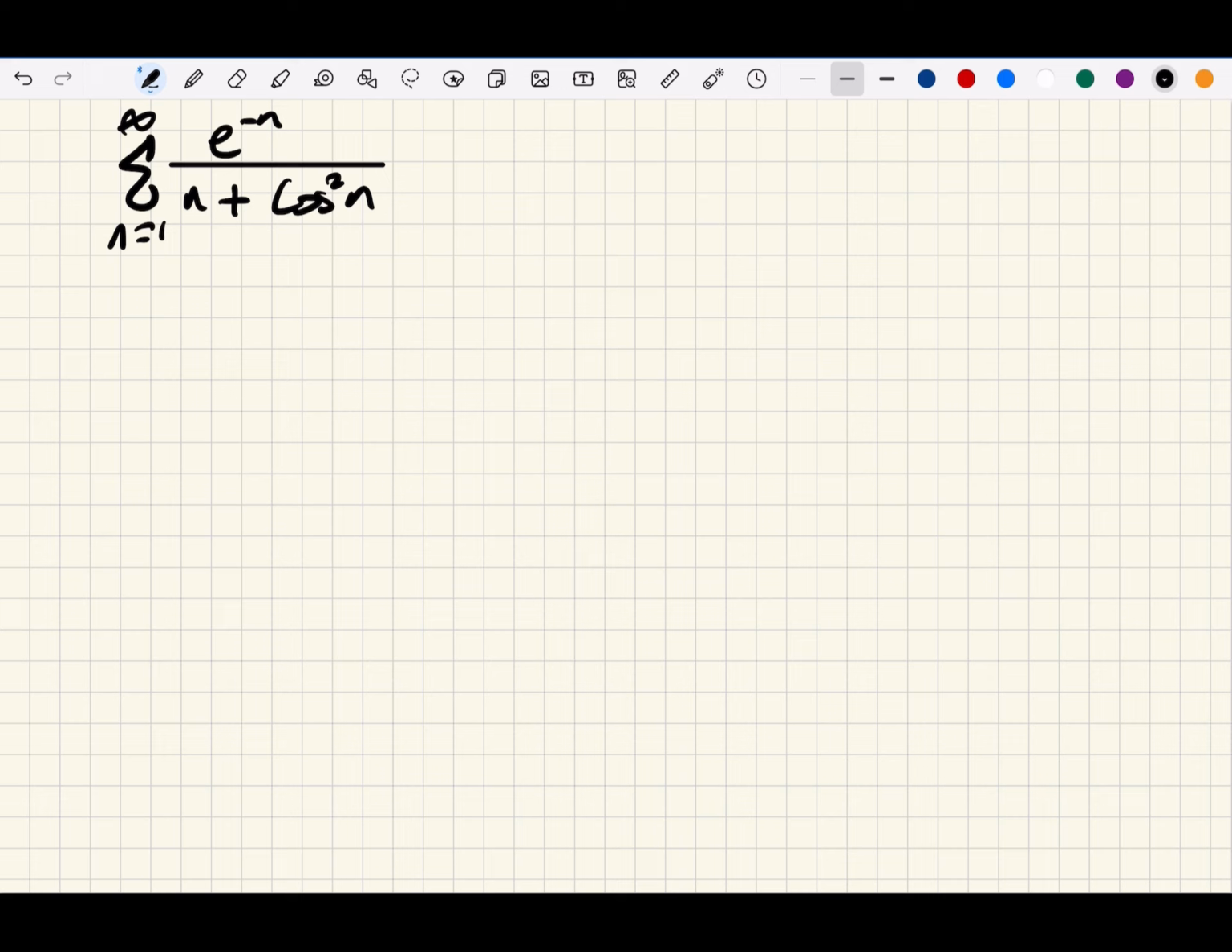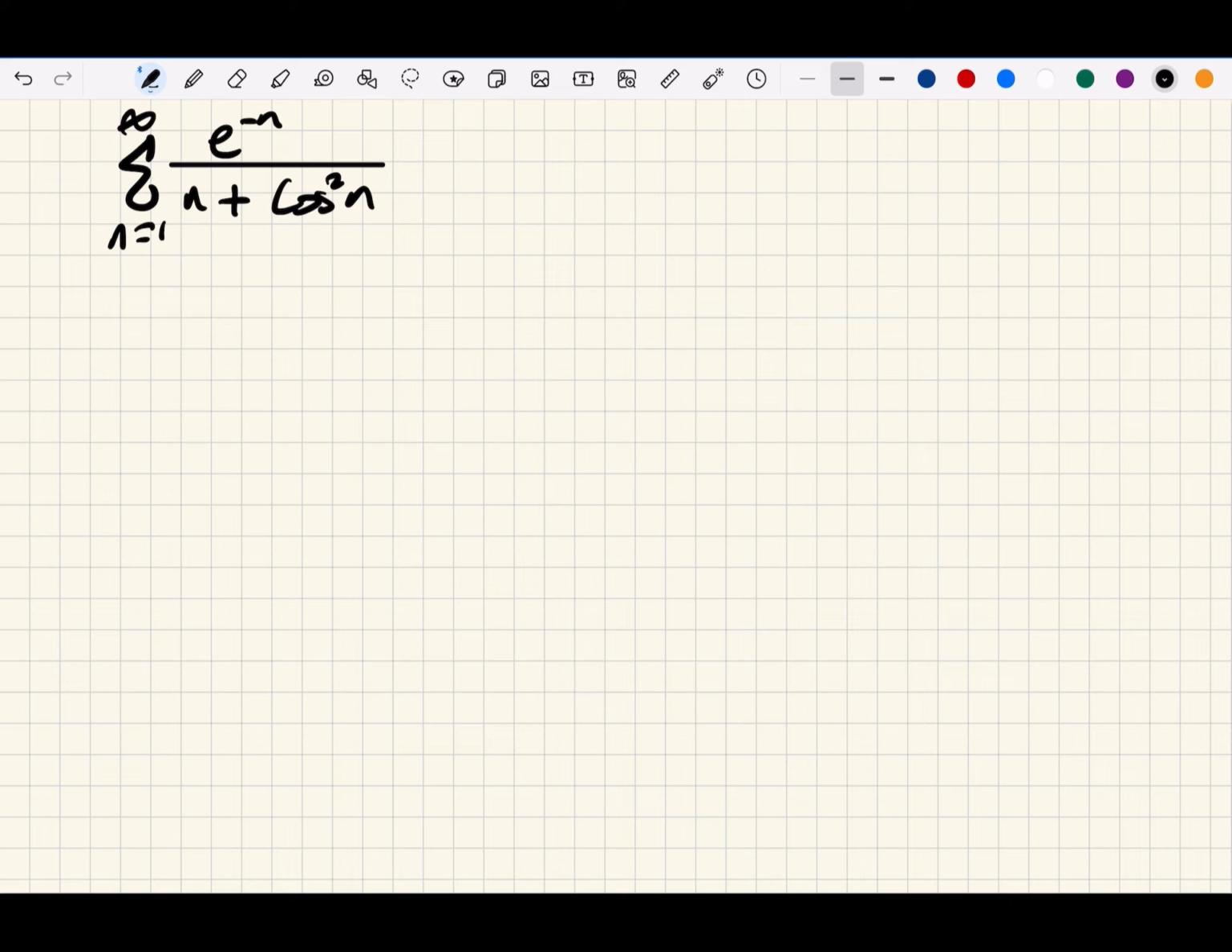And n's just going to get bigger. And then e to the n is going to get bigger, and n is going to get bigger. Cosine squared n doesn't do a whole lot. But what do you suspect then about this thing? It's going to go to 0. Looks like it, doesn't it?